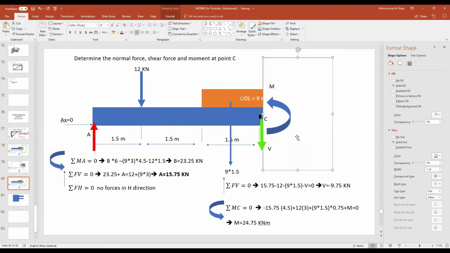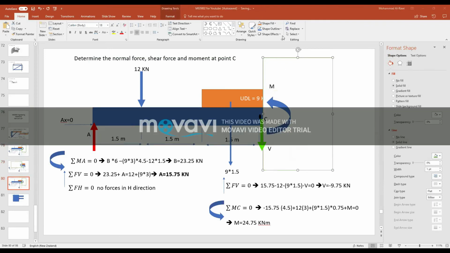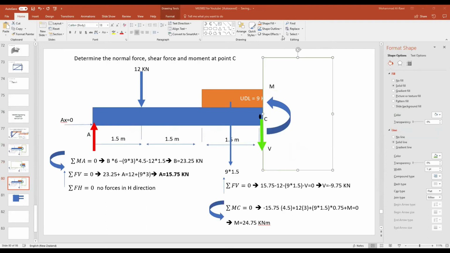All right. So if you want to sketch the shear force and bending moment diagram... Michael, it's recorded in video. You can watch it anytime and repeat it as much as you want. That's why we're recording it, Michael.